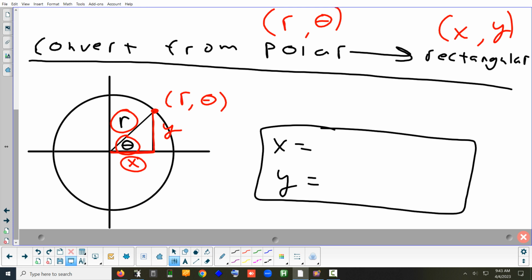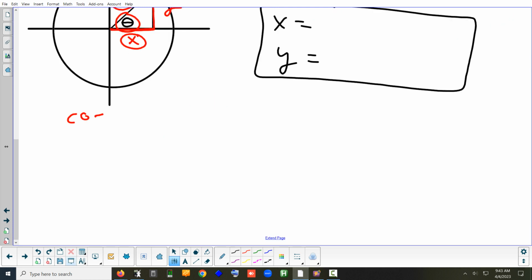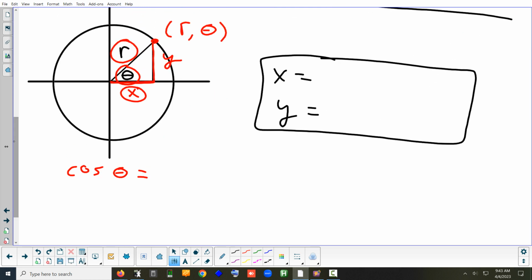What trig function would involve the two things that we're going to be given and the side that's adjacent to theta? Yep, cosine. So we're going to write down cosine of theta equals adjacent over hypotenuse. And how would we get x by itself there? Multiply each side by r. So there is a formula that calculates the x value of a rectangular coordinate using the polar coordinate. It's r times the cosine of your angle.